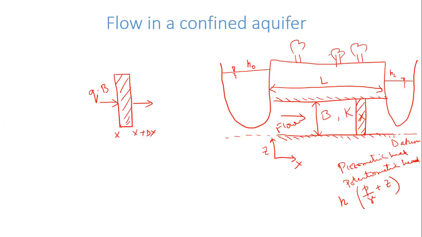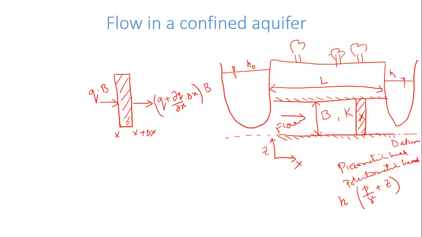Now I go to cross section X plus delta X. What will be the flow at this cross section? Can anybody tell me quickly? Taylor series. Let me write it: Q plus dou Q by dou X times dx. So this is the discharge multiplied by B, same B, no issues.